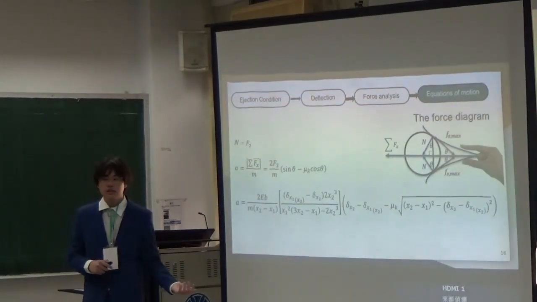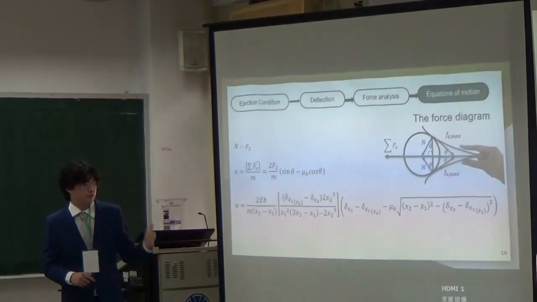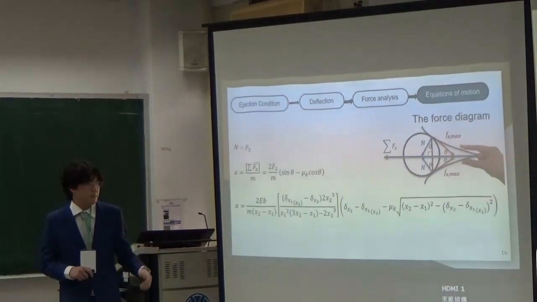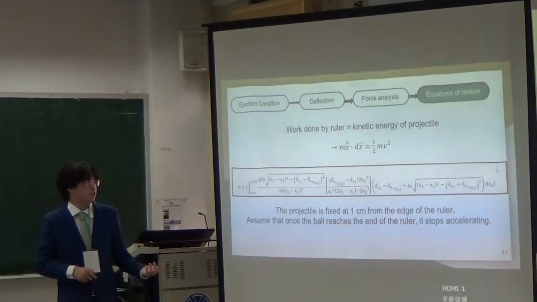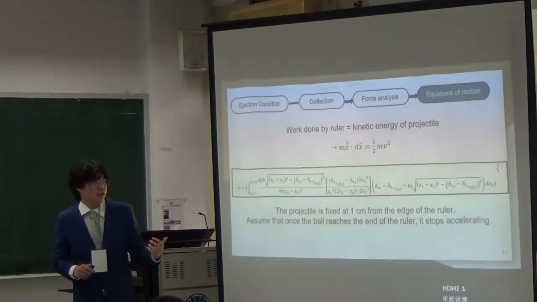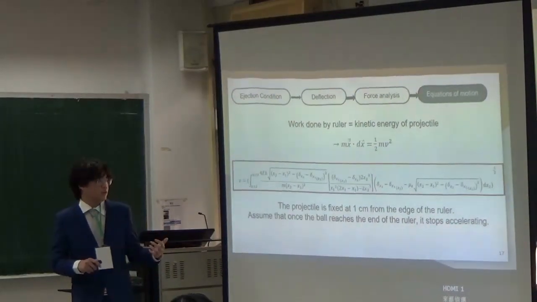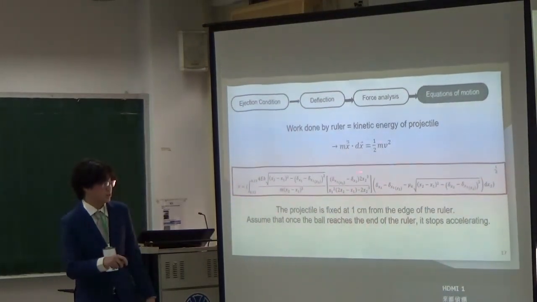And after calculating the horizontal component of the normal force and the friction, and dividing by the mass, I can get my acceleration, like this equation. So I know that the work done by the tutor is equal to the kinetic energy of the projectile. So after I integrate both sides, I can get the velocity into this.